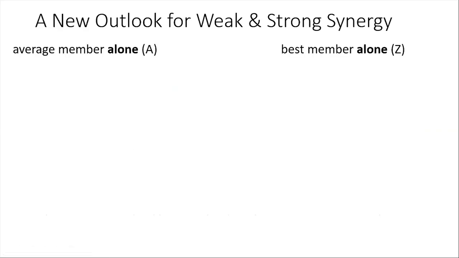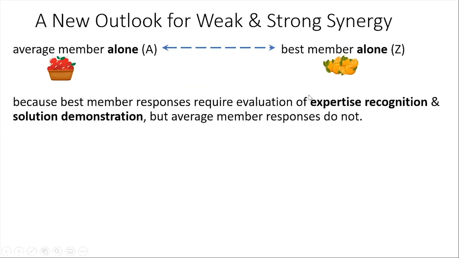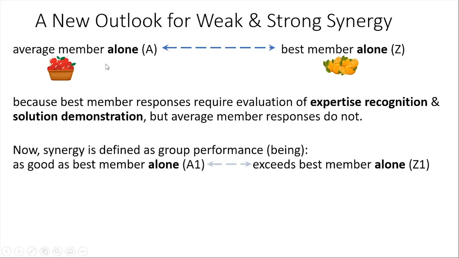And now Stasser and Abel suggest a new definition for weak and strong synergy. The reason being, they believe that when you compare the average member's performance to the best member's performance, you're comparing apples and oranges, because the best member's performance is based upon expertise, recognition, and solution demonstration, and not the average member. And so Stasser and Abel now look at a new definition for synergy, where the PP is as good as the best member alone, A1, or the PP is better than the best member alone, Z1. And thus you compare apples to apples.